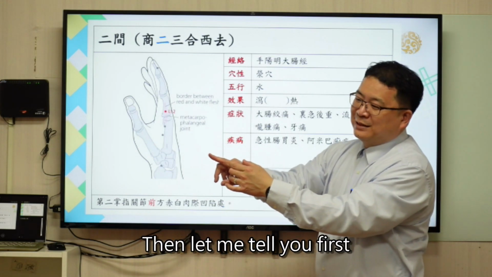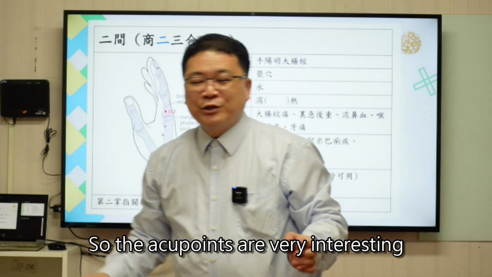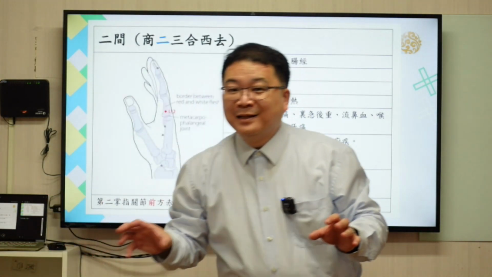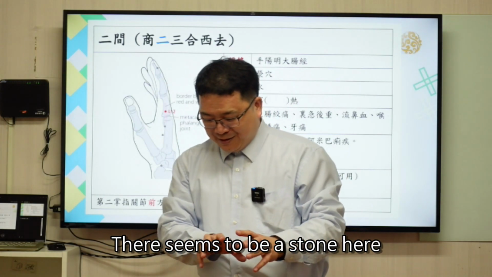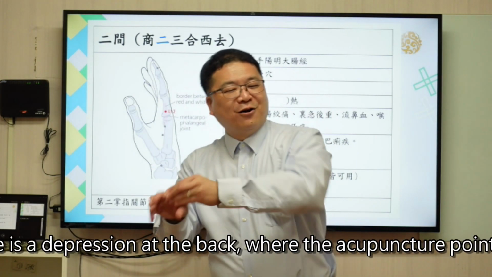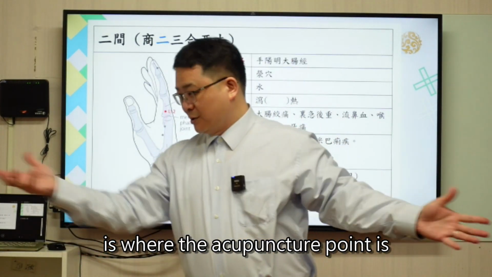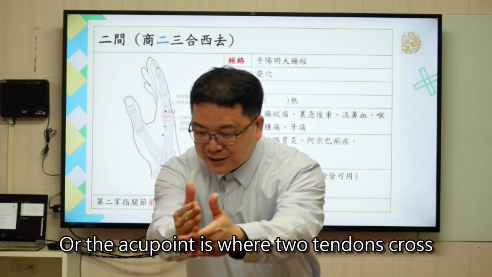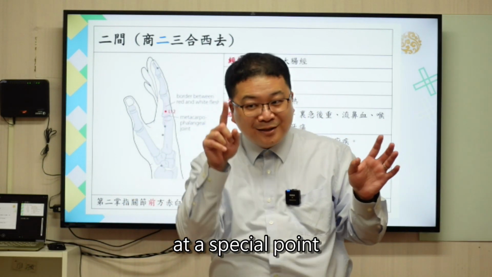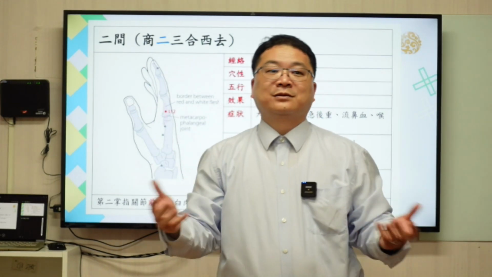Then let me tell you first. The back and lower part is called Sanjian, third space. So the acupoints are very interesting. Many are inside a hole or depression. There seems to be a stone here, a small hole at the back, a depression in front of a joint, and a depression at the back, where the acupuncture point sometimes just lies. Where two bones meet, where two tendons cross, is where the acupuncture point is. This is very interesting. This is how the acupoints form at special points, at a depression, at a dent, at the front or the downside.